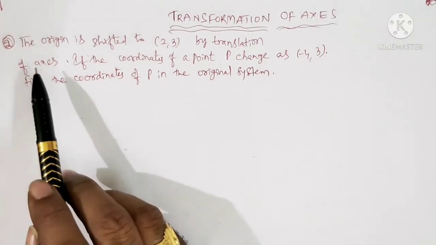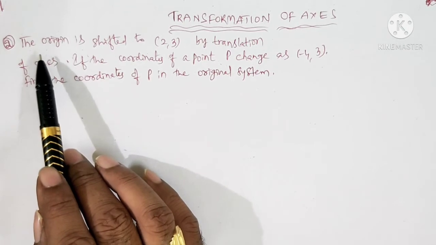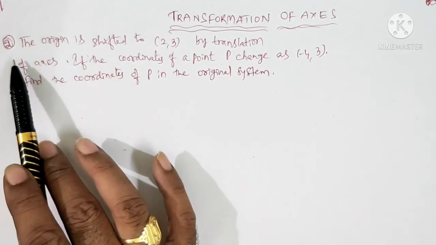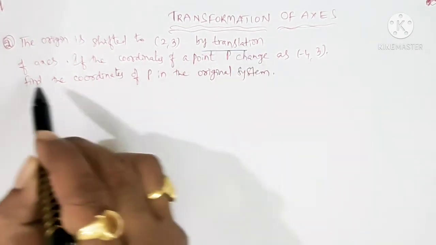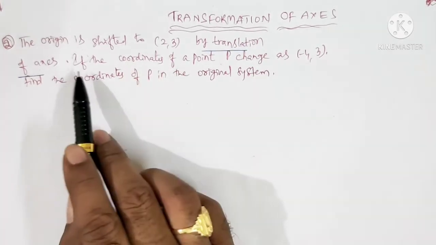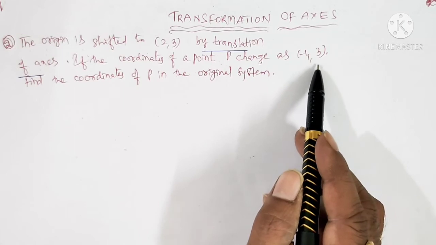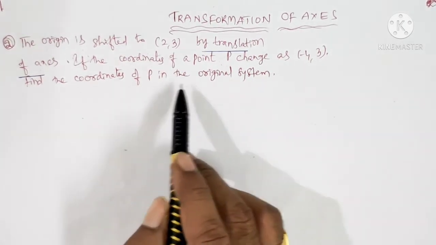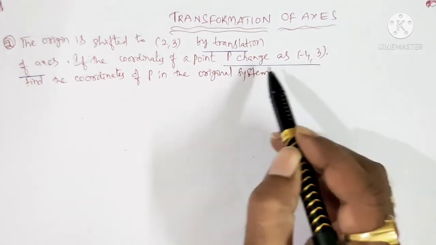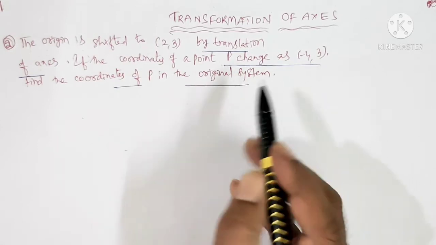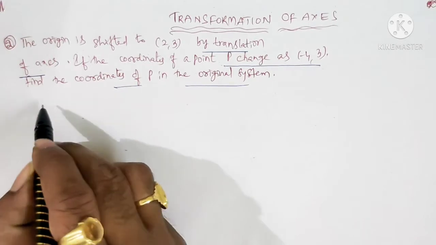My dear students, look at the question. This question belongs to exercise 2a, second problem. The origin is shifted to 2, 3 by translation of axis. If the coordinates of a point P are changed as minus 4, 3, find the coordinates of P in the original system. Here the coordinates of the point are changed, and we have to find the coordinates of P in the original system.